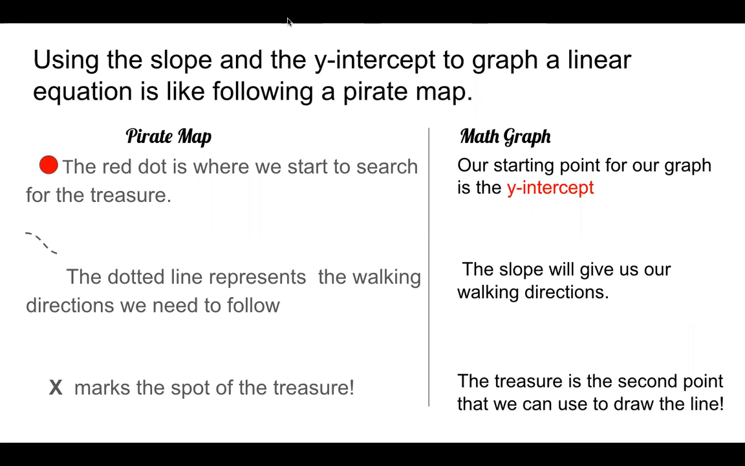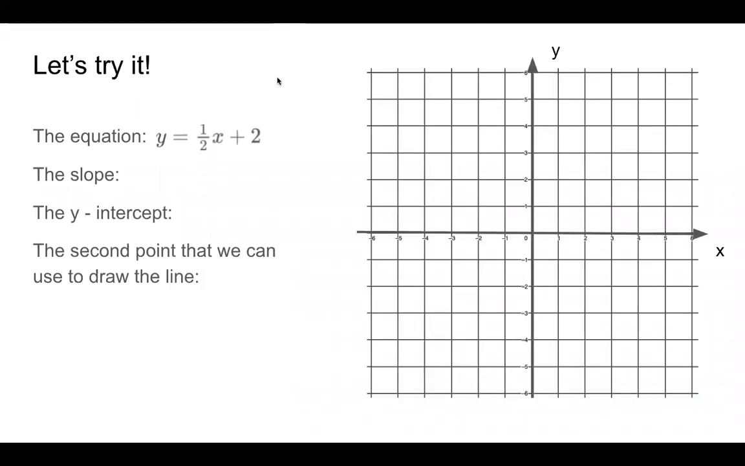All right, let's give it a try. Here we go. So we have an equation, y equals 1/2 x plus 2, and we need to find the slope and the y-intercept so we can use our pirate map technique. So we're going to remember y equals mx plus b, where m is the slope and b is the y-intercept. Remember? So m is the slope and b is the y-intercept.